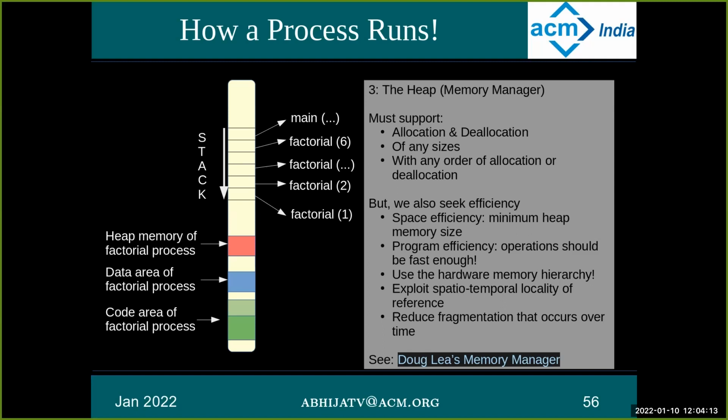Therefore, we want to use whatever hardware support we have, like the memory hierarchy that is there. Typically, programs exhibit what is called spatiotemporal locality of reference, and we would want to use it. And we would also want to reduce fragmentation that can occur over time. What is fragmentation? Continuous allocation and deallocation on the heap memory produces holes, and that is fragmentation. One way to overcome fragmentation is to perform something called compaction. This is what you typically learn in your operating systems course.